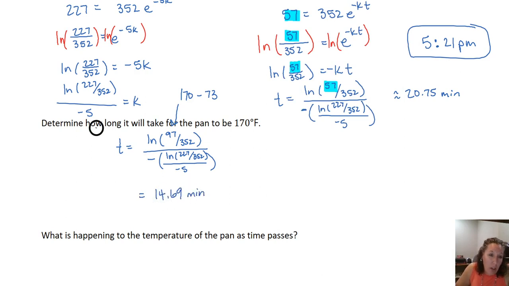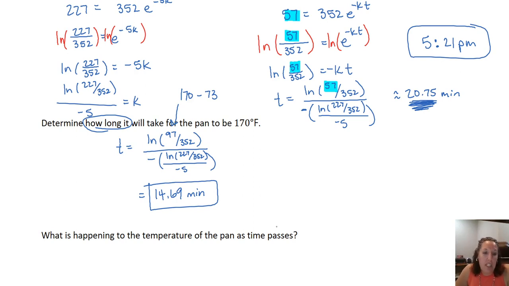And this one wants to know how long, not what time. So that right there would be our answer. And we do expect it to be something smaller than the answer that we got on the first part, because 170 is between the original 425 and the 130 that we did on that previous example.